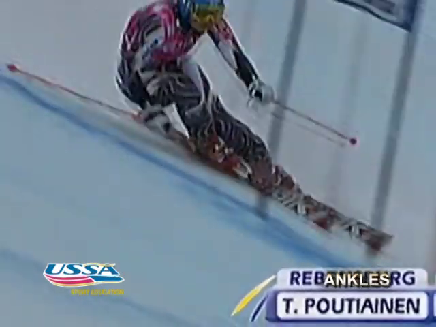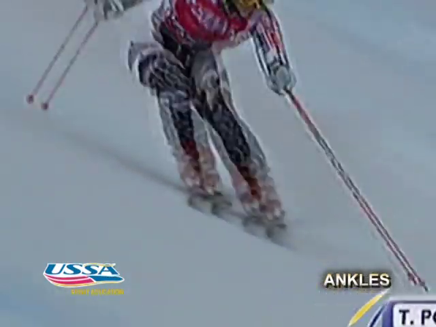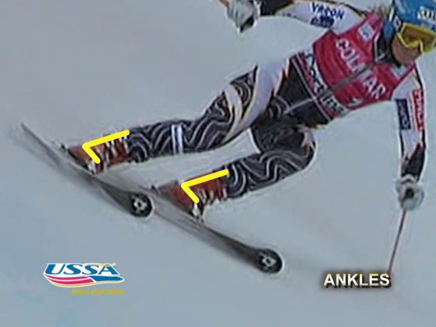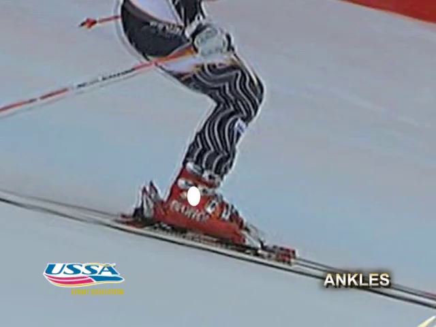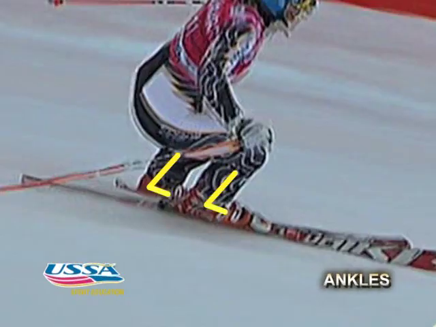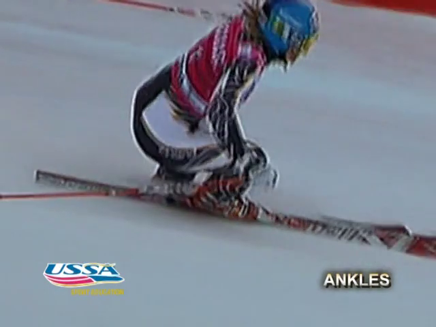Balance is established via the outside ankle. This ankle angle is then matched with the inside ankle. Maintaining equal ankle angle flexion and tension throughout all phases of the turn is essential for modern GS skiing.